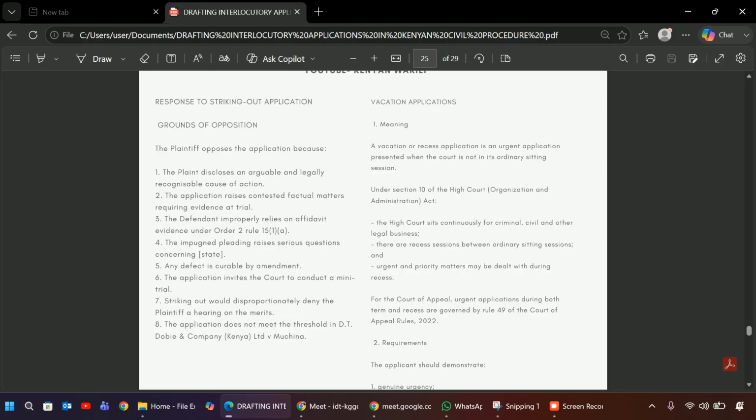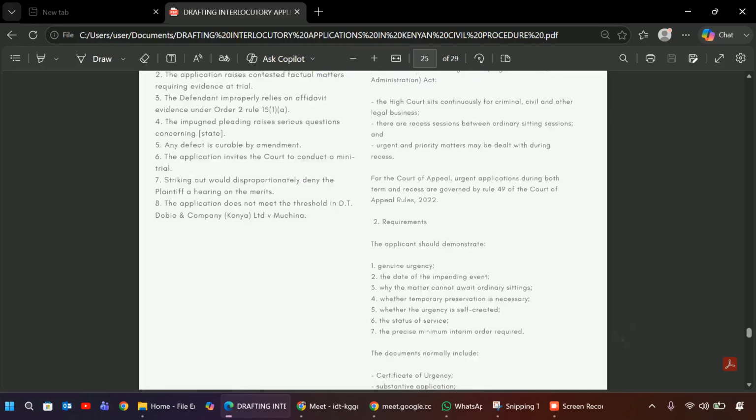The pleading raises serious questions concerning certain things. Any defect is curable by amendment, and the application invites the court to conduct a mini trial, and striking out will disproportionately deny the plaintiff a hearing on the merits. And that is the case that the application does not meet the threshold in DT Dobie and Company Kenya Limited versus Muchina. So you can read that decision in its entirety so that you can appreciate how it is applicable.